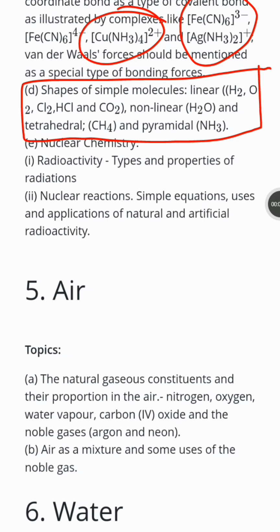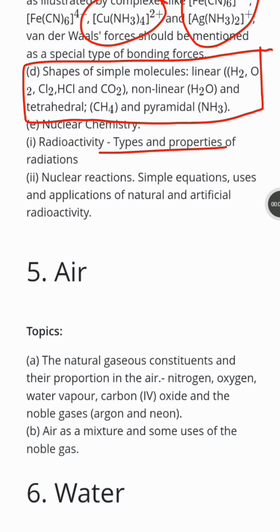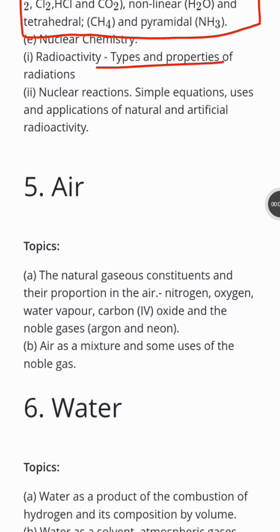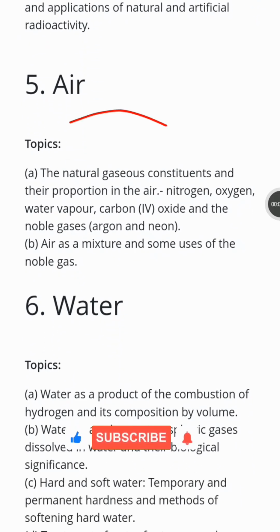Okay, talk about nuclear chemistry. Okay, types and properties of radiation. So we talk about alpha radiation, beta radiation, gamma, and so on. Then nuclear reactions, talk about nuclear fission and fusion. Then the calculation of half-life. Then the next one is air. They also ask questions on air.